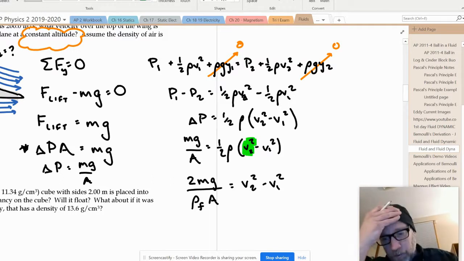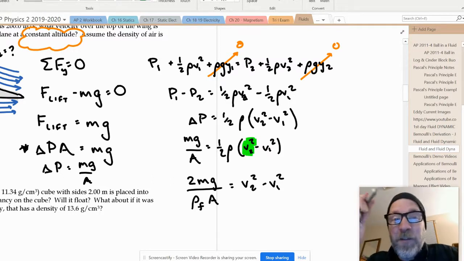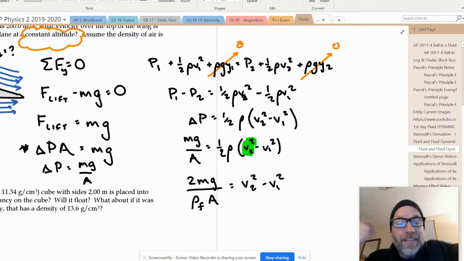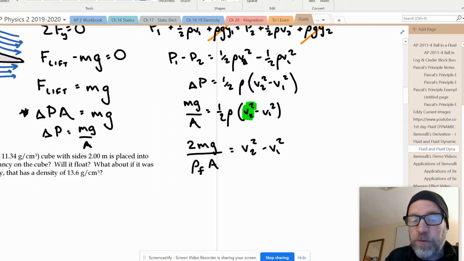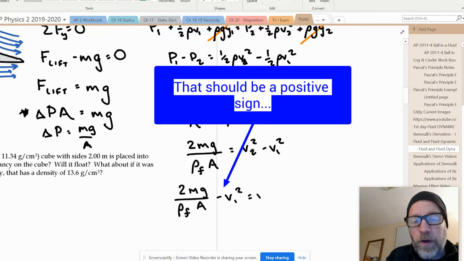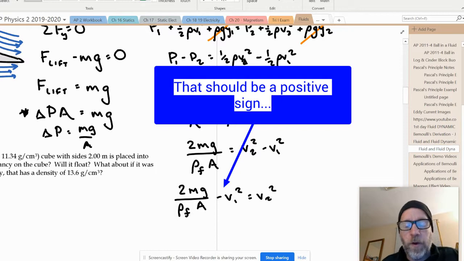Did I know that's what the formula is? You guys know darn well that I did not. I can't remember that. Some of you can, but I can't. So there it is. But we came to it using conservation of energy, which is Bernoulli's equation, and pressure equals force divided by area. So let's keep going. 2mg divided by rho times A plus V1 squared equals V2 squared.